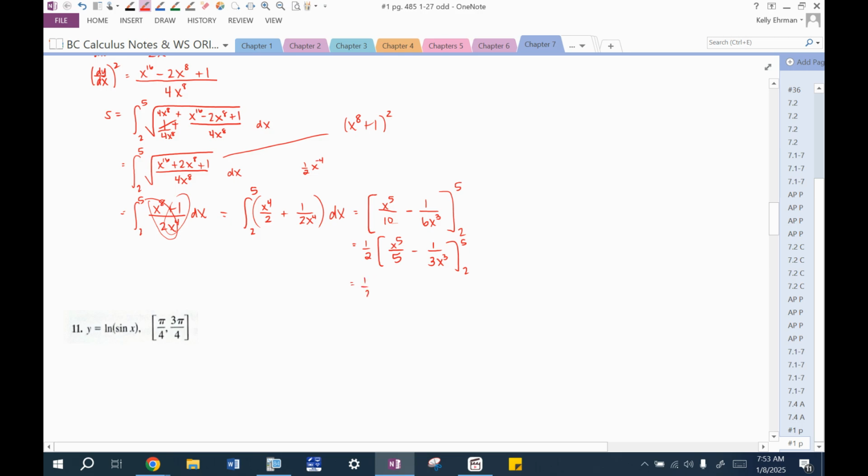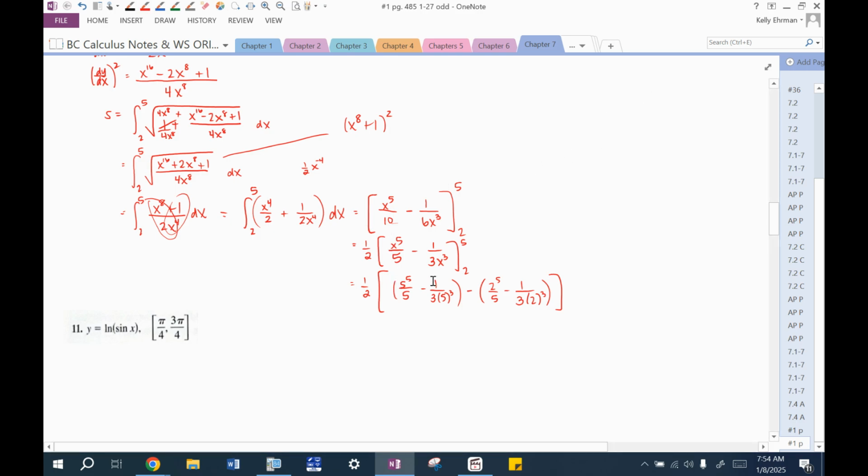So we get 1/2, and then what do we have when we plug stuff in? So 5 to the 5th, whatever that is, over 5, minus 1 over 3 times 5 to the 3rd, minus quantity 2 to the 5th, okay, I know that one, over 5, minus 1 over 2 times 2 to the 3rd. And I did not simplify this very much on my answer key. This is a 3 down here, not 2.